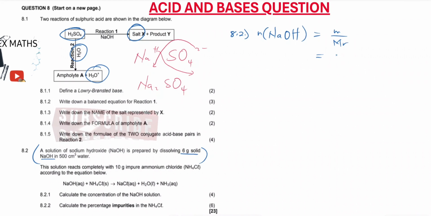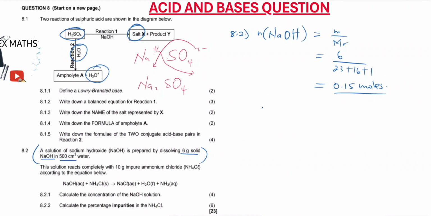So that is going to be our mass, it's 6 grams divided by the molar mass of sodium hydroxide. Sodium is 23 plus oxygen 16 plus hydrogen 1. Then we can punch it on the calculator. This will give us 0.15 moles. Okay, after getting the moles, we are given the volume of water where it was added. Then now we want to know the concentration.